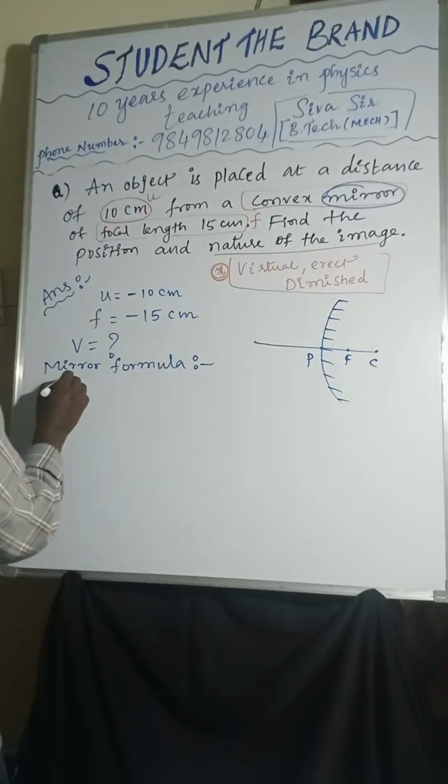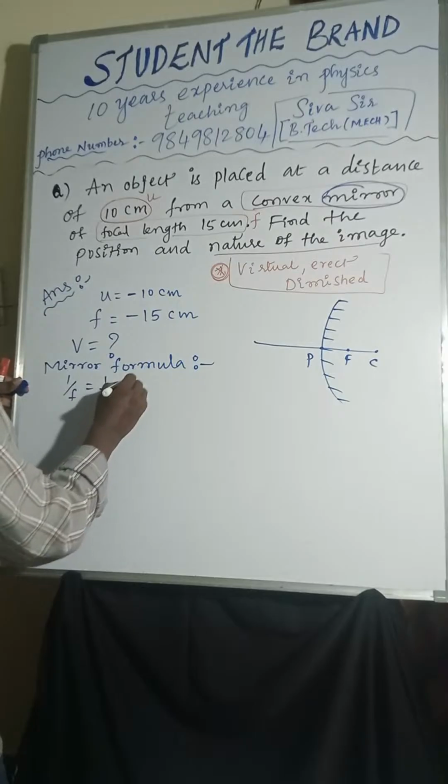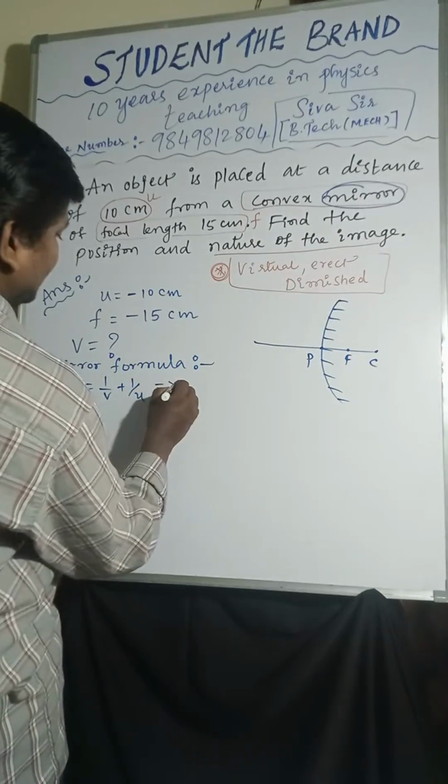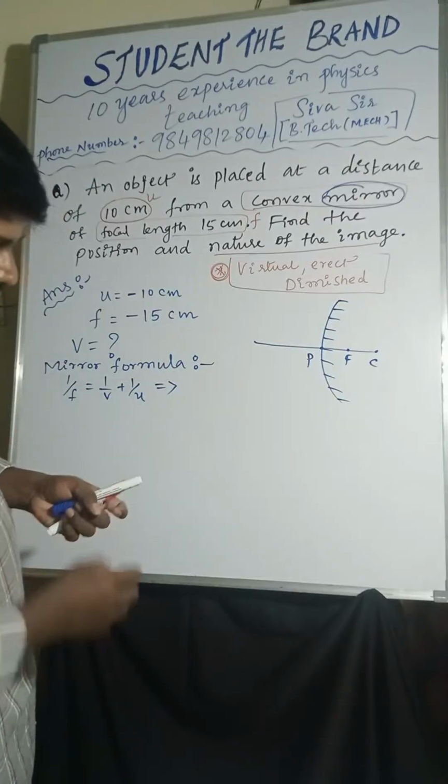So what is the mirror formula? 1 by f equals 1 by v plus 1 by u. So you can substitute here. Anyway, focal length, everything is positive. Now you substitute the values.